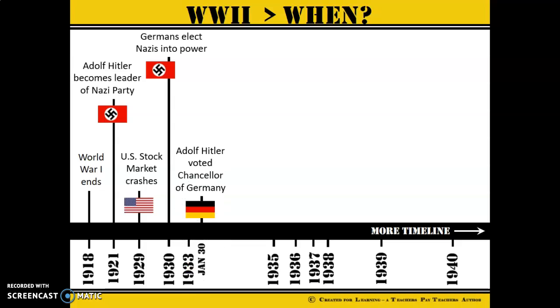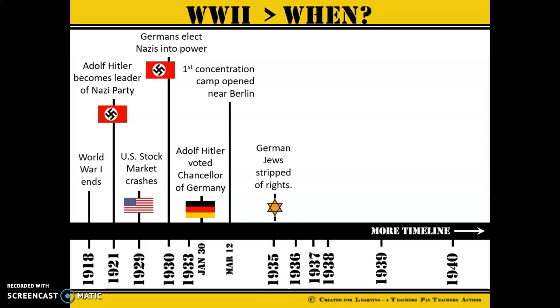And then, a couple years later, Hitler is voted Chancellor of Germany. Okay, 2 months later, the first concentration camp opened near Berlin. And then German Jews are stripped of rights in 1935. And that could entail anything. Sometimes it was jobs. So now Jews are no longer allowed to have jobs. Maybe they own a store, and now they have to give up their store because they are a Jew. Okay.